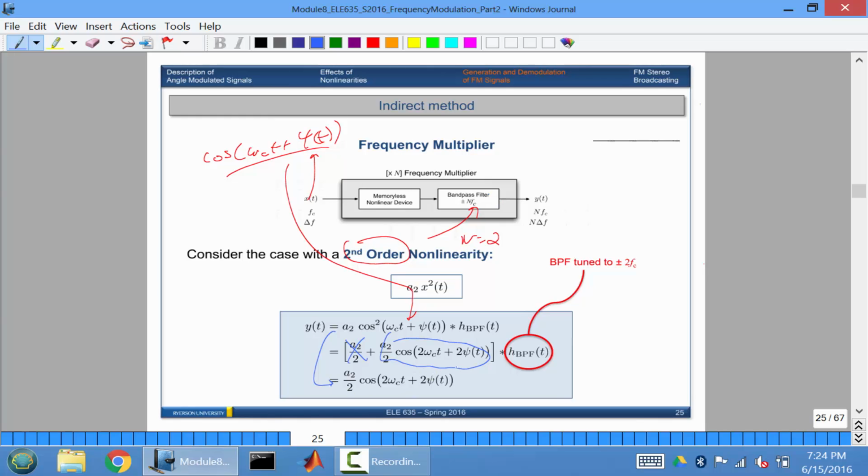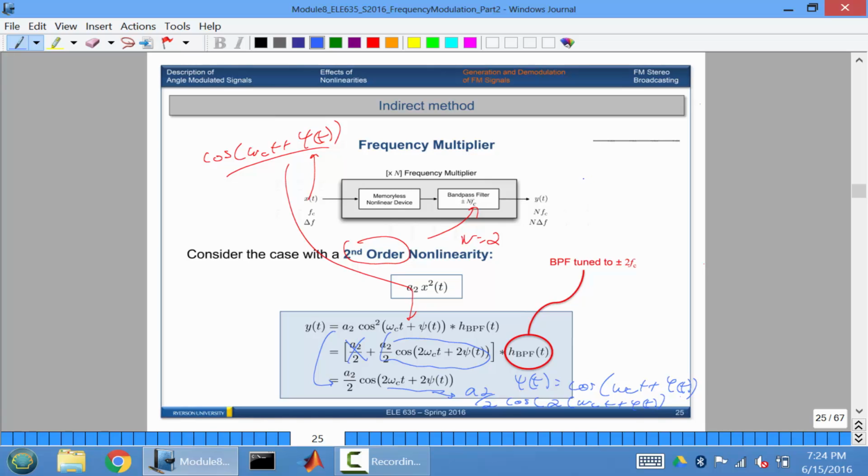If you take a look here, originally the message was cosine of omega_c t plus phi, right? And I can factor out a 2 in this case. So I have A squared over 2 times cosine of 2 omega_c t plus phi. So what's happening here is that you are multiplying your frequencies by twice the amount, so the carrier frequency increases, and the deviation increases as well.